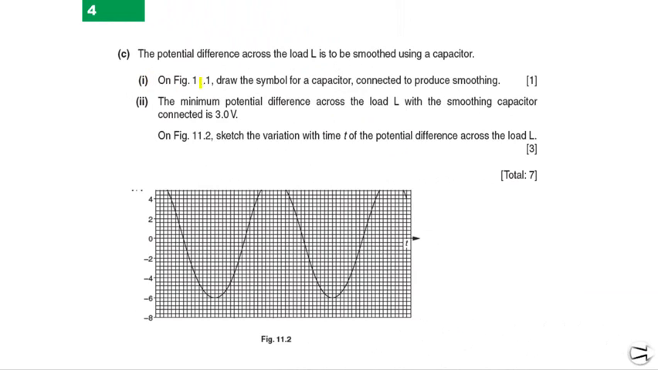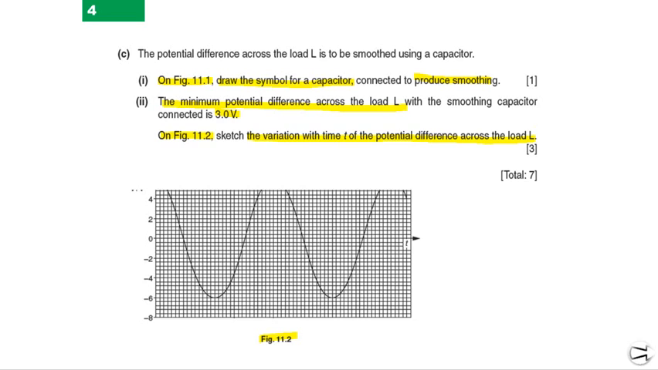For part B, simply we need to sketch on figure 1. For C1, we just need to draw the symbol for a capacitor to produce smoothing. For C2, the minimum potential difference across the load L with the smoothing capacitor is 3 volts. And also again on figure 11.2, we need to sketch the variation with time t of the potential difference across the load L. So it means we have to sketch two times.